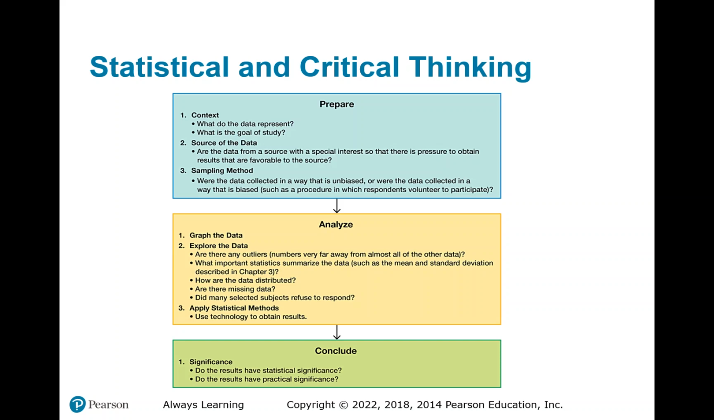Now we analyze. Here we can graph the data, explore the data, and apply statistical methods. When we explore the data, we look for things like outliers, which are numbers very far away from almost all the other data. And we look at important statistics to summarize the data, like the mean and the standard deviation that we'll learn about in Chapter 3.